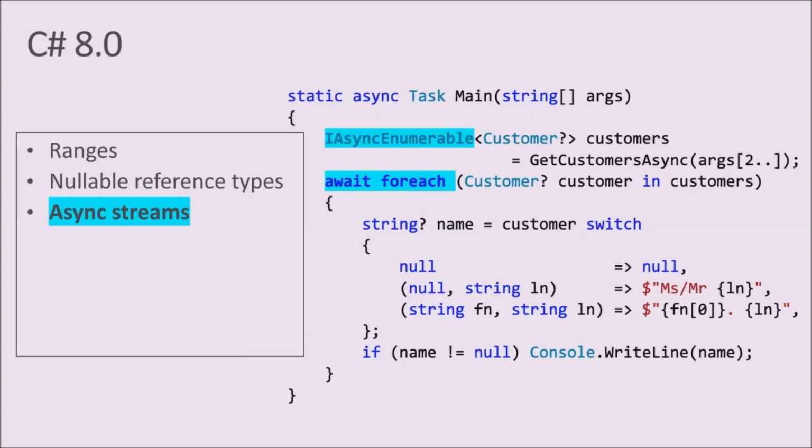Now, one of my favorite features actually happens to be async streams. Async streams is a way that allows you to essentially do pull-based iteration. So as I'm looping over lists of things.